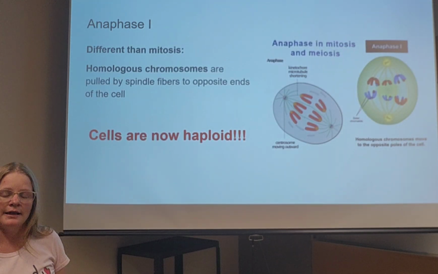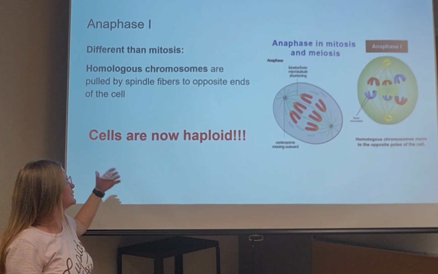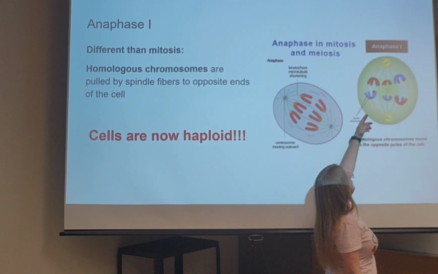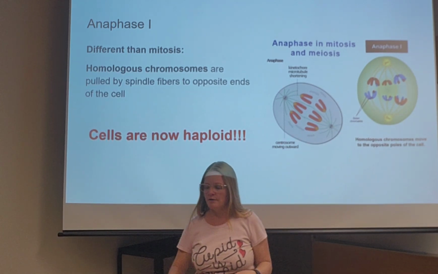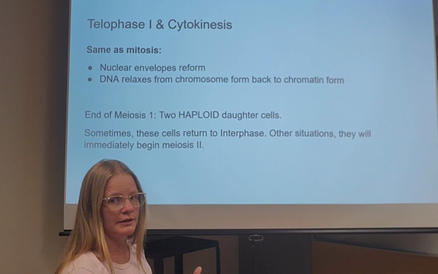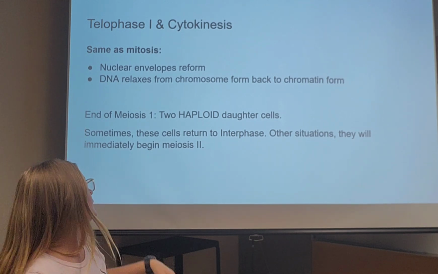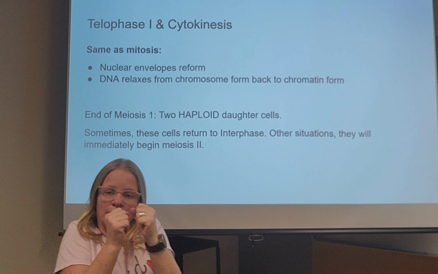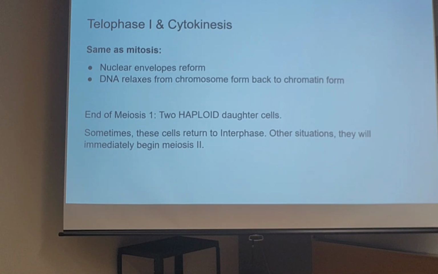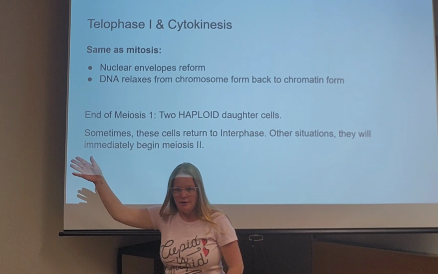Okay, and at this phase of anaphase 1, our cells are now haploid because our chromosomes are now one set of chromosomes. So what we see in telophase 1, we still see cytokinesis happening at the same time. We're seeing these nuclear envelopes reforming. We're seeing the DNA relax from Cheeto form back into spaghetti form. And now we have 2 haploid cells, but we're not done yet, okay?